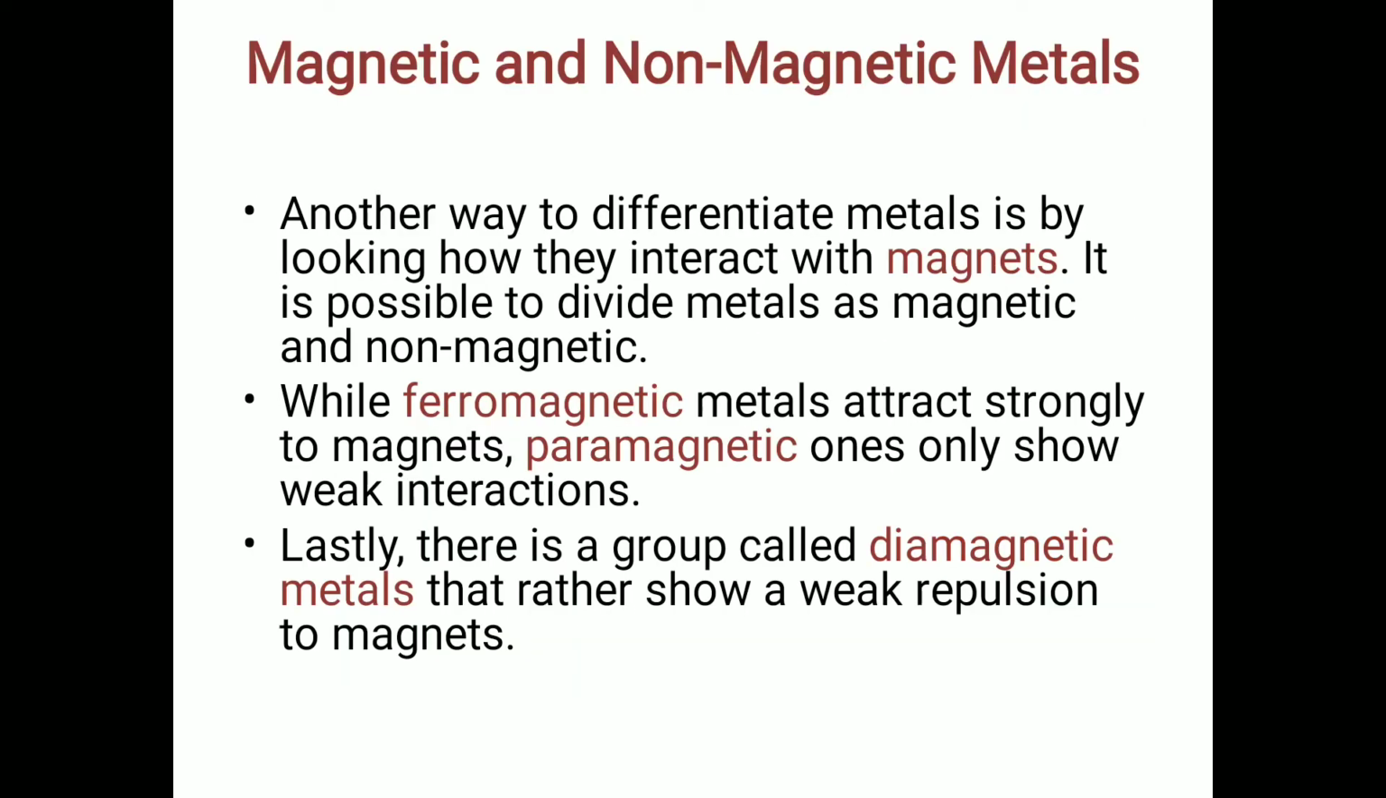Magnetic and non-magnetic metals. Another way to differentiate metals is by looking at how they interact with magnets. It is possible to divide metals into magnetic and non-magnetic, while ferromagnetic metals attract strongly to a magnet and paramagnetic metals only show weak interaction. Lastly, there is a group called diamagnetic metals that show a weak repulsion to a magnet.